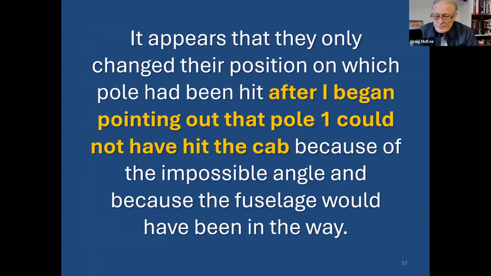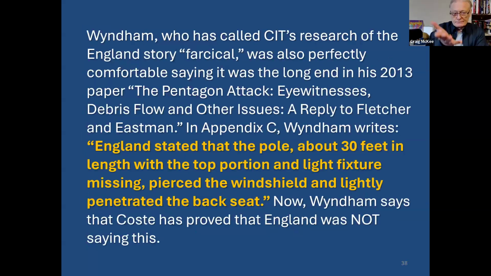It appears they only changed their position on which pole had been hit. And this is speculation on my part, after I began pointing out that pole 1 could not have hit the cab because of the impossible angle and because the fuselage would have been in the way. And this just shows that one of their members, John Wyndham, was saying in 2013 that England was talking about the 30-foot length of pole.